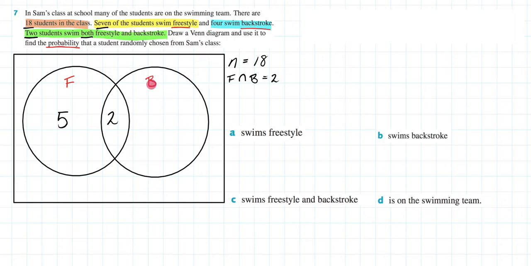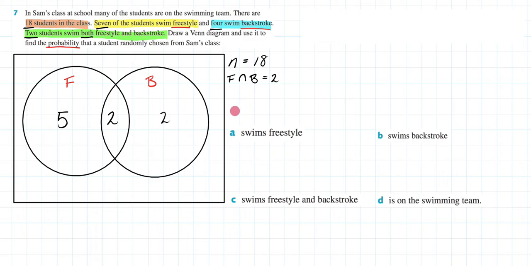Next, we have our backstroke circle, and we know that 4 swim backstroke. We already have 2 here, so in this circle, which we know has to contain 4, we're going to put 2 who only swim backstroke, because 2 plus 2 is 4. Perfect. Now we have 18 students all together.